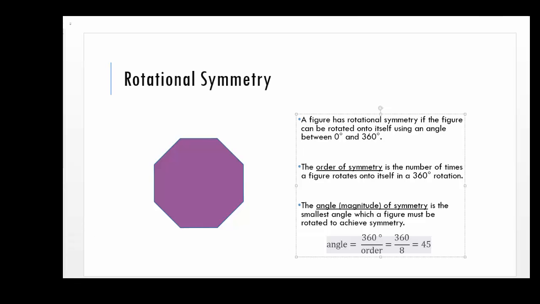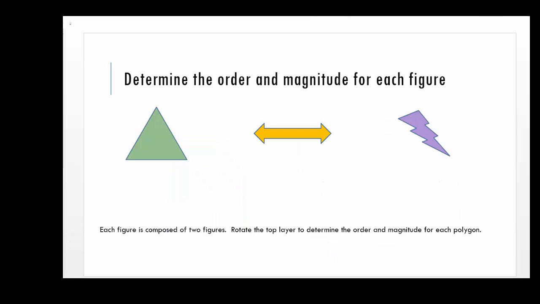So I want you guys, on this slide, to determine the order and magnitude for each figure. If you want to, you can get this PowerPoint on my Fusion page, and you can follow along that way and see what I'm doing, like split screen it. Anyway, pause the video, see if you can determine the order and magnitude or angle of symmetry for each of these figures. And when you're ready, hit play again, and I'll be here.